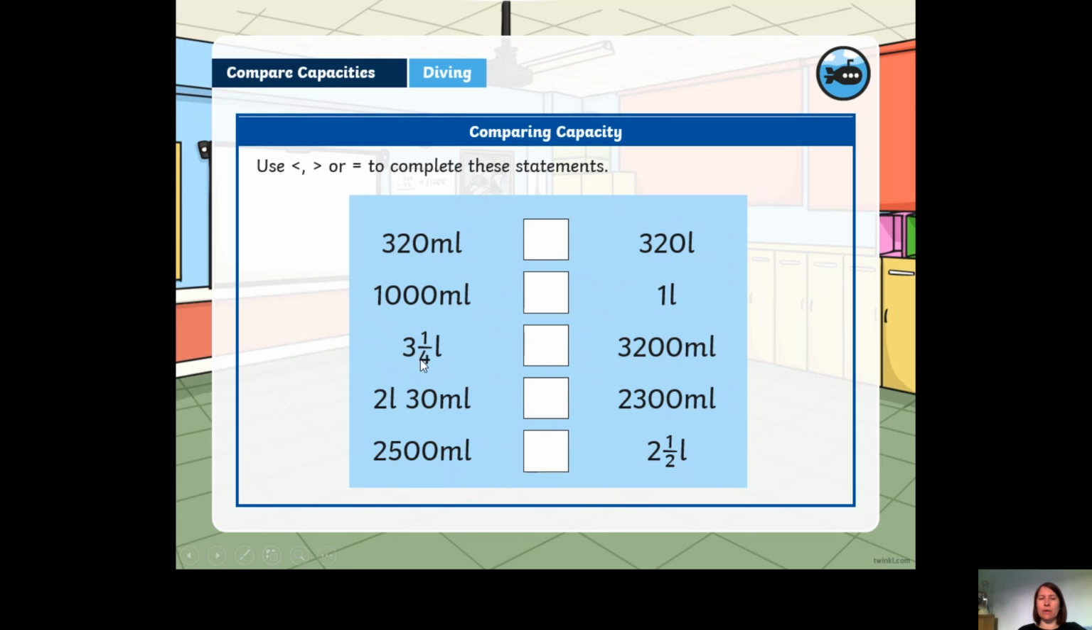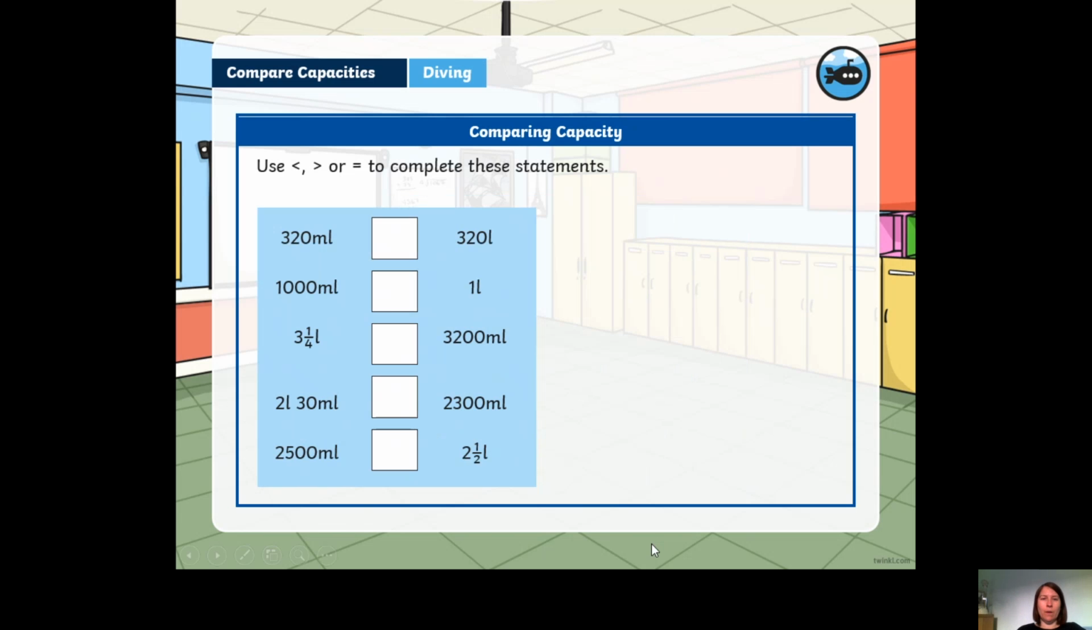What is a quarter then? So that's 3 litres. So we know that's going to be 3,000, but what's a quarter of a litre? If we know that a half a litre is 500, then what would a quarter of a litre be? And then see whether we think that's going to be greater than or less than.